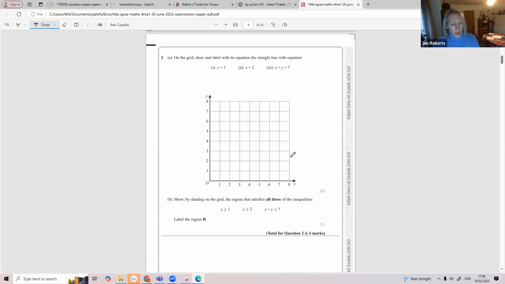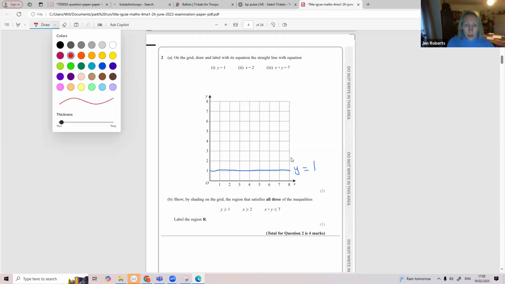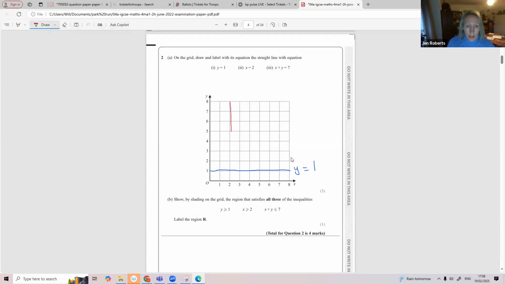Linear inequalities question. So we've got on this grid, draw a label with its equation, the straight line with the equation y equals 1. The line cut through your y-axis, drawn with a ruler. X equals 2. The line cut through your x-axis at 2. X plus y equals 7.